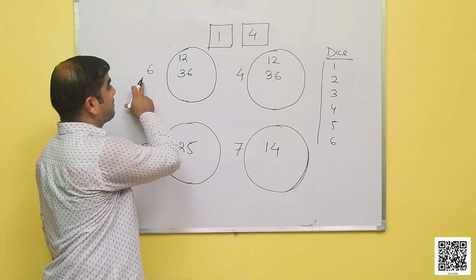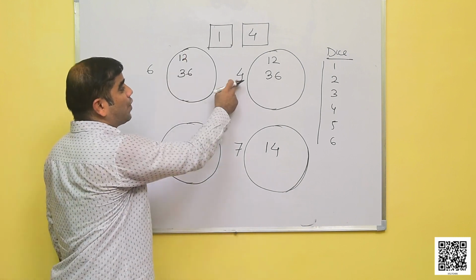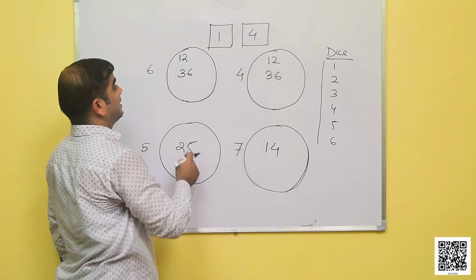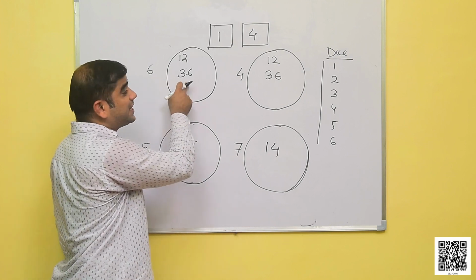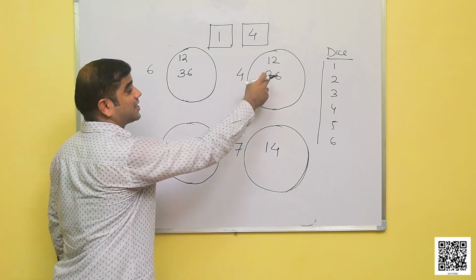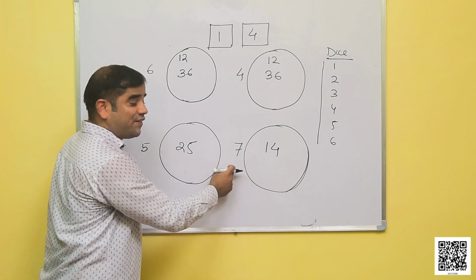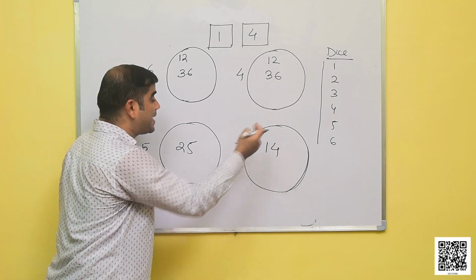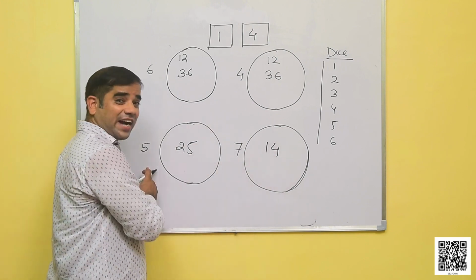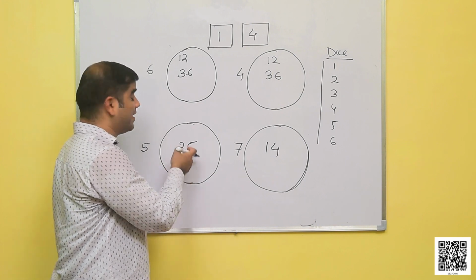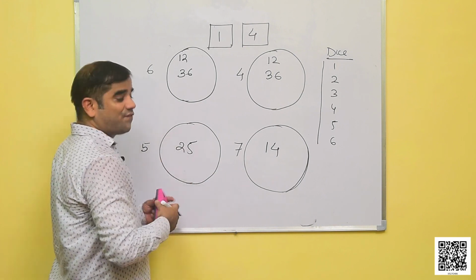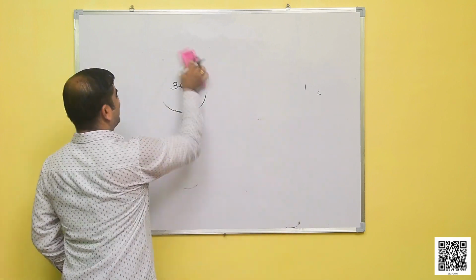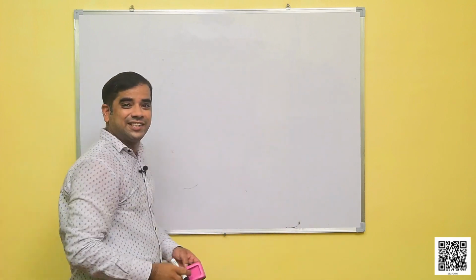So 6 is a factor of 12. 4 is also a factor of 12. 6 is a factor of 36. 4 is also a factor of 36. 7 is a factor of 14. 14 is a multiple of 7. 5 is a factor of 25 and 25 is a multiple of 5. Students, hope you enjoyed this game.